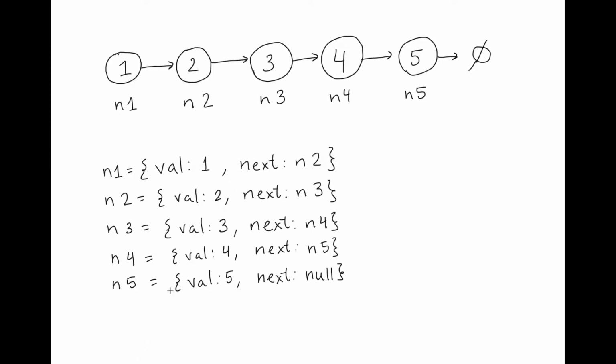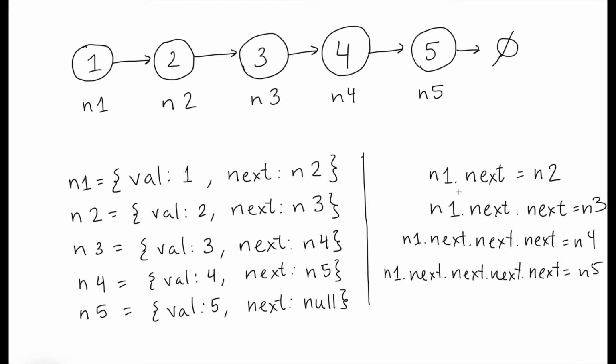For the very last node, n5, we set next to be equal to null to show that there are no nodes coming after n5, and symbolically we represent it by having an arrow to this symbol of a circle with a line going across it. Given the very first node, we can find any node in our linked list by calling .next enough times. So n1.next is equal to n2, n2.next is equal to n3, and so on.